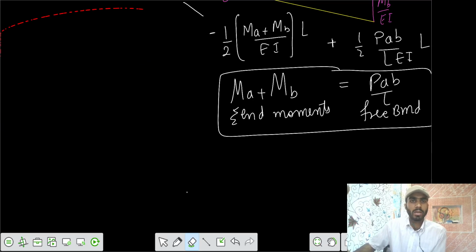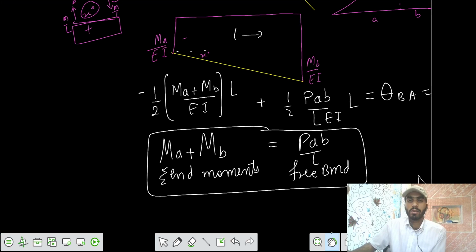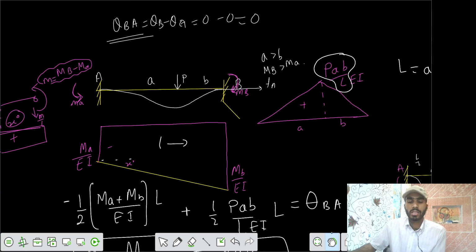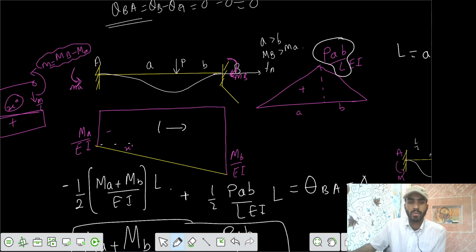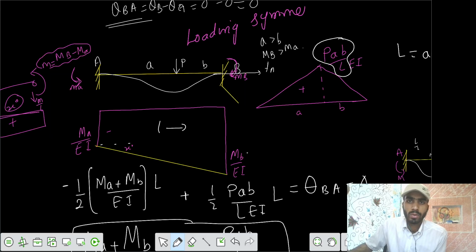So finally we got one equation, an equation between MA and MB in terms of PAB by L. Now for the next equation, in this case the loading is not symmetric. In the previous two problems we said that loading was symmetric, but in this case it is not.